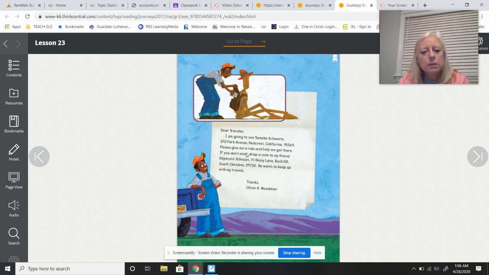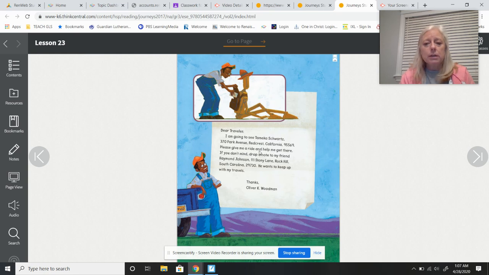And here's a clue where he says, please give me a ride and help me get there. And then he says, if you don't mind, drop a note to my friend. Drop a note. Right? It doesn't say write a letter. It says drop a note. So he's kind of telling them what to do. And by saying drop a note, he's being a little on the informal side, but yet he's giving all the information that he needs.